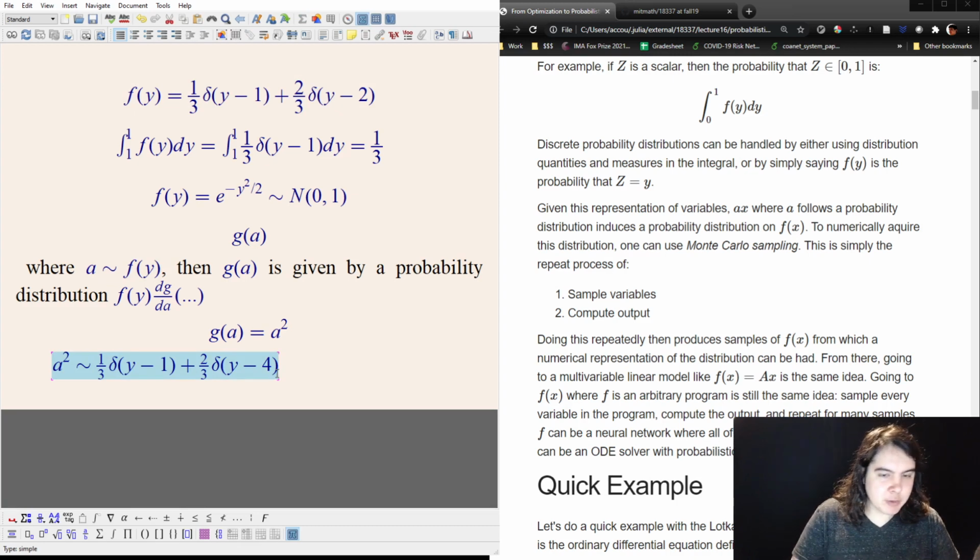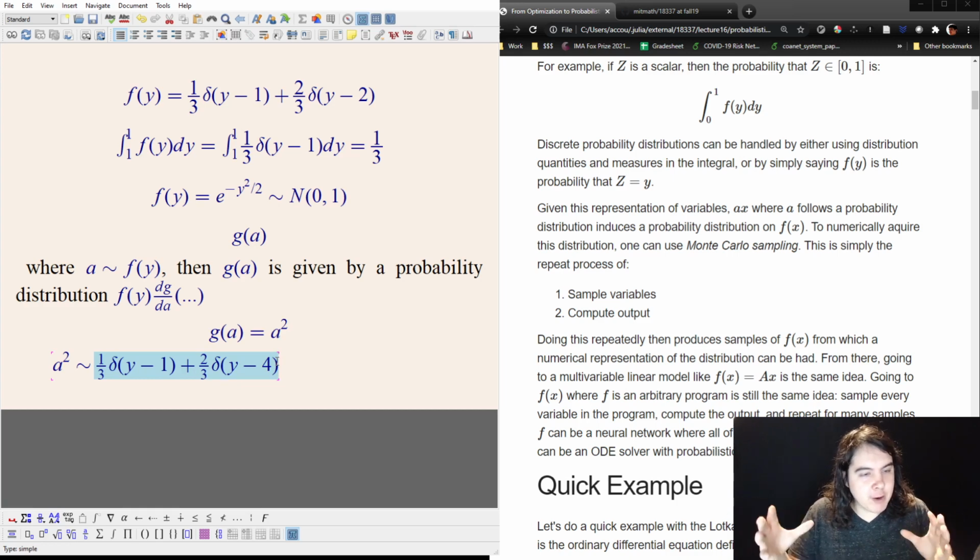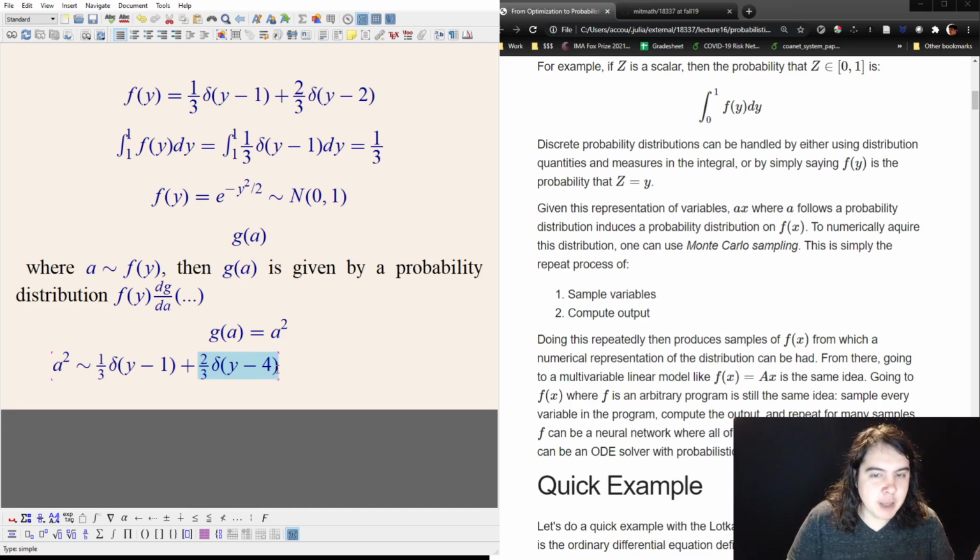Now, how can we do that on a computer? Well, we could just sample a whole bunch of values of a. So we can say randomly take values where 1/3 of the time it's equal to 1 and 2/3 of the time it's equal to 2. And if you take a bunch of samples and put them through this function g, then you'll probably find that you get this probability distribution, not in terms of an analytical formula, but 1/3 of the values in your array will be 1, and 2/3 of the values will be 4. And so this is a very general sense for how to push forward probability distributions through other functions.